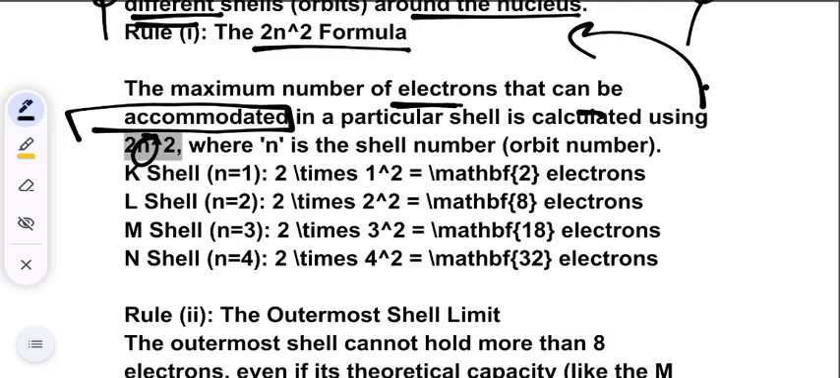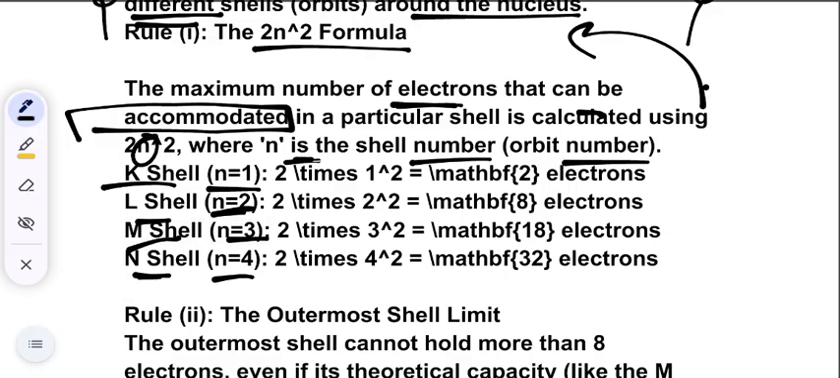What is this n? n is the shell number or orbit number, and each shell has its own shell number or orbit number. Let's see. K shell's shell number or orbit number is 1. L shell's shell number is 2. M shell's shell number is 3, and N shell's shell number is 4.